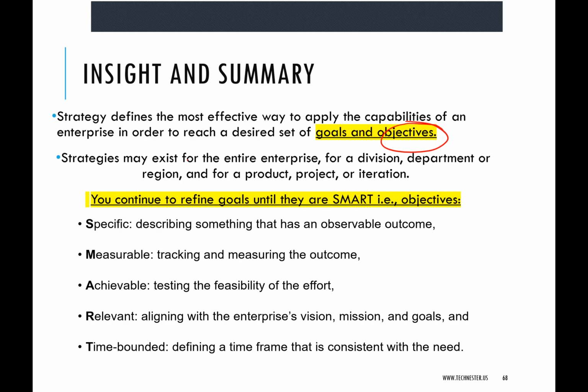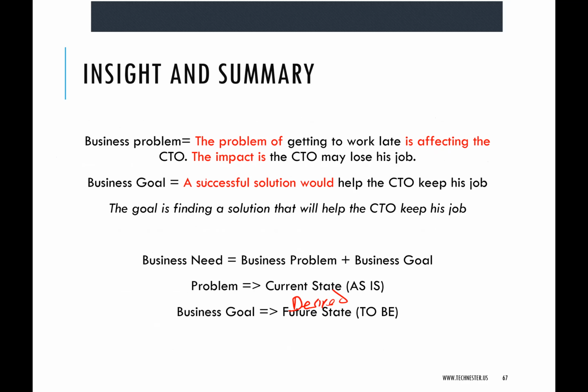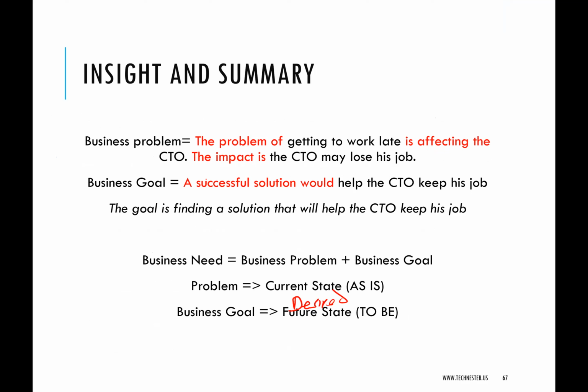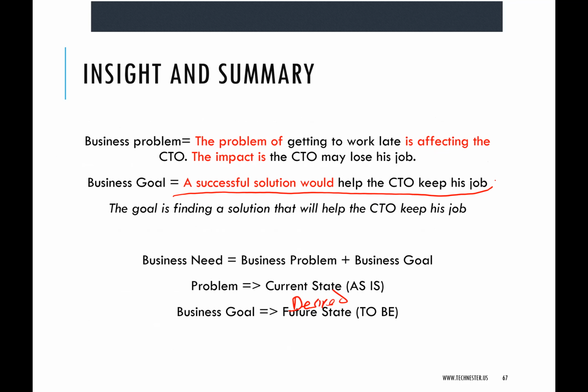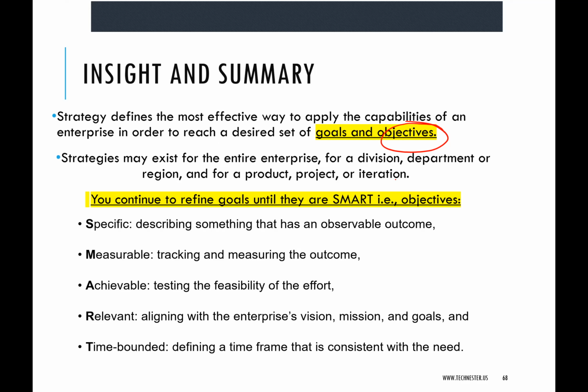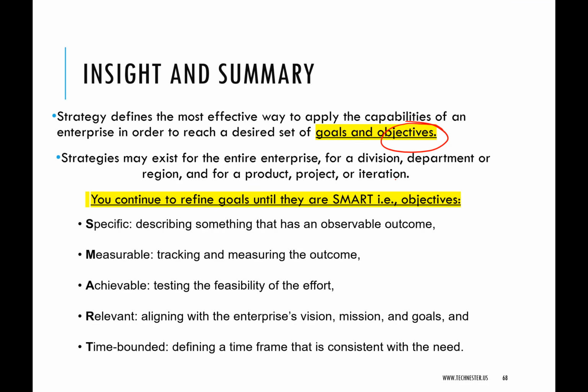We started from the business goal: a successful solution will help the CTO keep his job. What does that mean? Right? What does that mean? How would we know when the solution is successful? So a business analyst will now take this statement and start asking questions from those C-suite executives. How would we know when the solution is successful? Right? What will a successful solution look like? And by asking those questions, the business analyst is trying to turn that vague goal into objectives, into clear statements that anybody can understand and then implement.